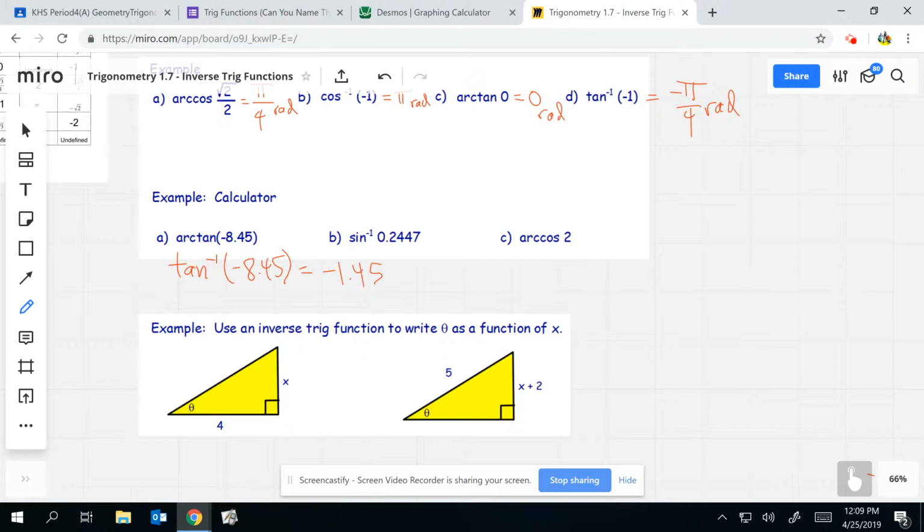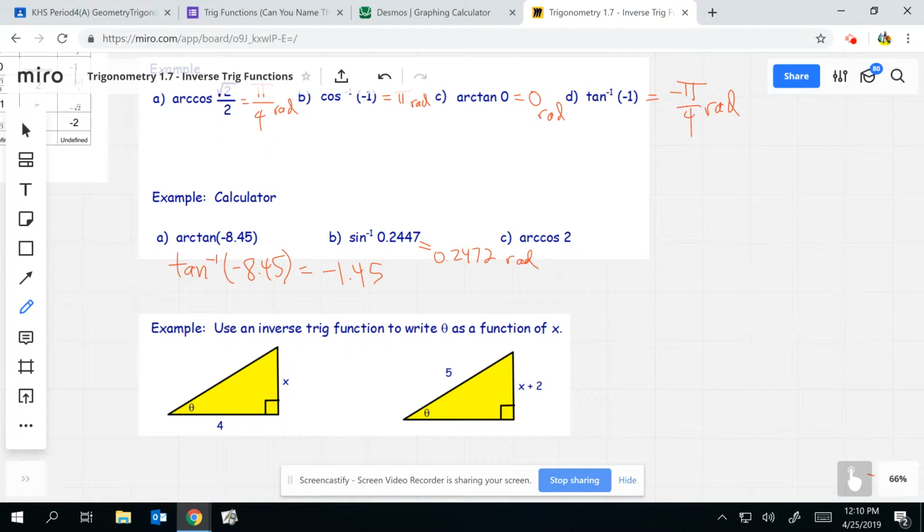Inverse sine of 0.2447 will give you 0.2472 radians. That would be about a quarter of a radian. A fourth of a radian is about what that is, almost 0.25.